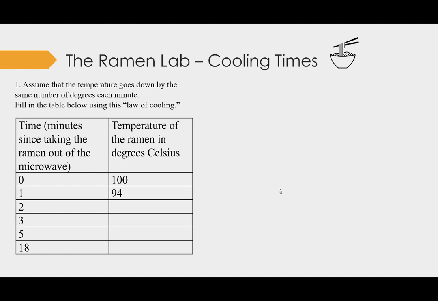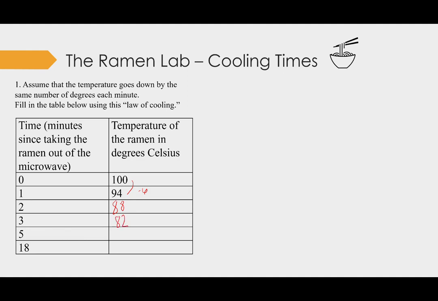First, we're going to assume that the temperature of the ramen goes down by the same number of degrees each minute. So right after the microwave at 0 minutes, it's 100 degrees, it's at boiling. That's 100 degrees Celsius. And we're going to fill in the table for how much it's going down each time. So after 1 minute, it's 94 degrees, which means it has gone down 6 degrees. Okay, so at 2 minutes, it'd be at 88 degrees, or it's gone down 6 again. And at 3 minutes, it's at 82.